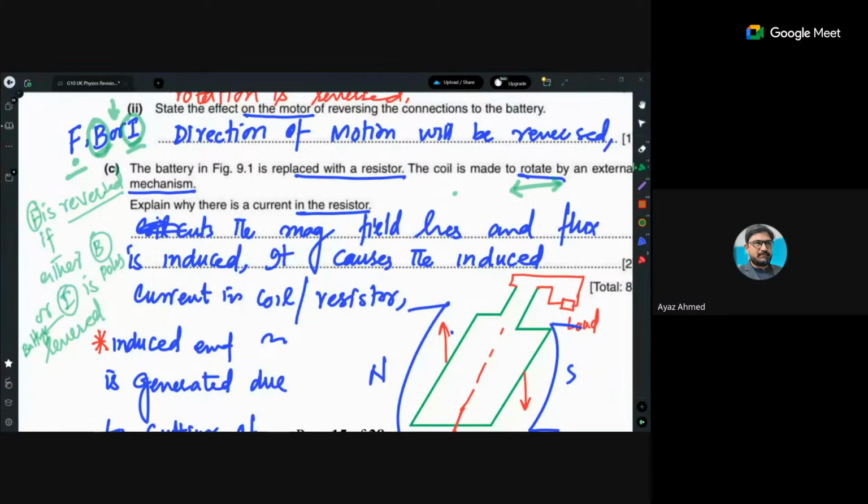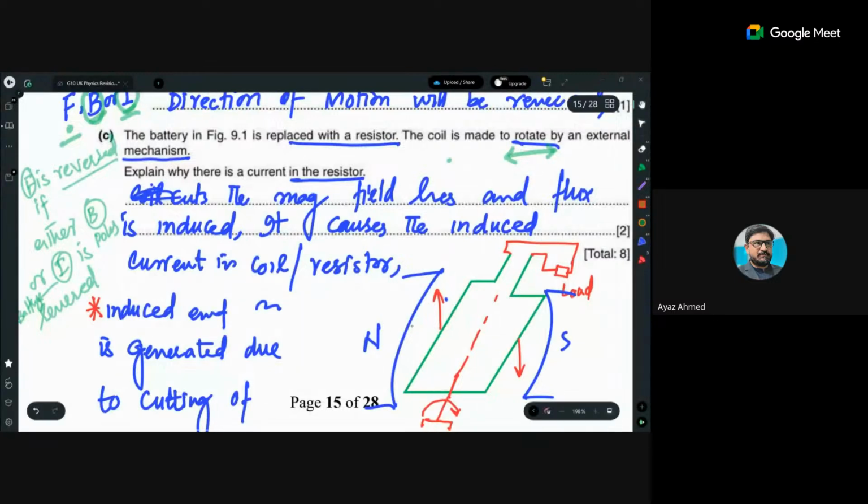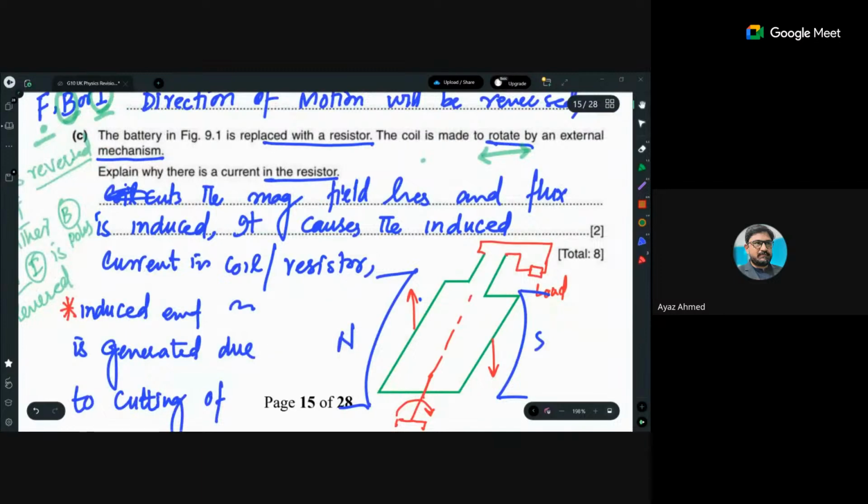Okay, so the next is: explain why the current in the coil, sorry, the battery in figure 9.1 is replaced with a resistor, and the coil is now made to rotate externally. Explain why there is a current in the coil and the resistor. तो इसके लिए आपने याद रखना है कि this coil is now rotated externally. ये देखो मैंने उस दिन डायग्राम बना के समझाया था कि this coil is now acting just like a generator.